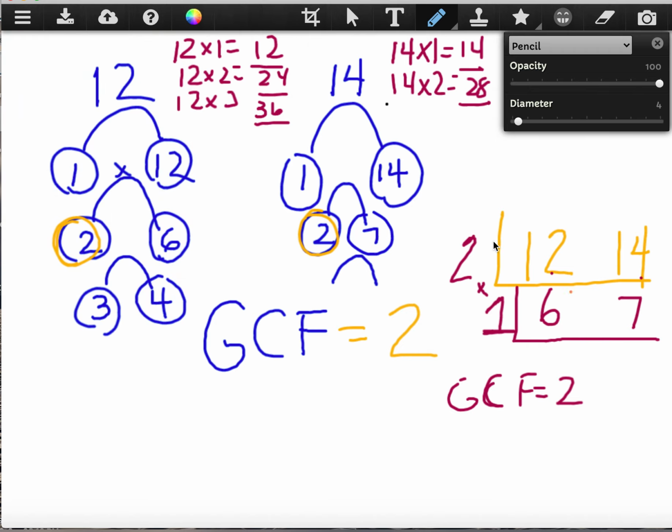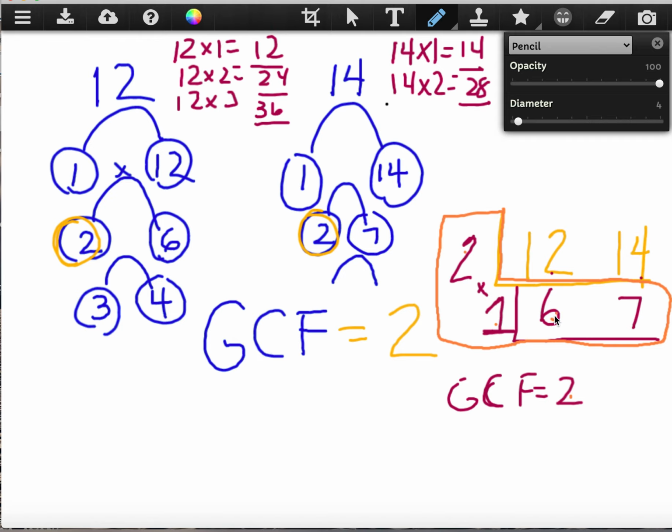Let's look at our cake method. This is how we're going to do it, the cake method. We've got our GCF over here. And then these last numbers, see how it makes like an L? I multiply 2 times 1, which is 2. That's my GCF. Then I multiply that times 6, which is 12.